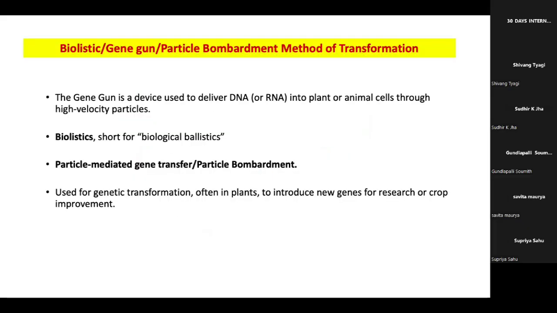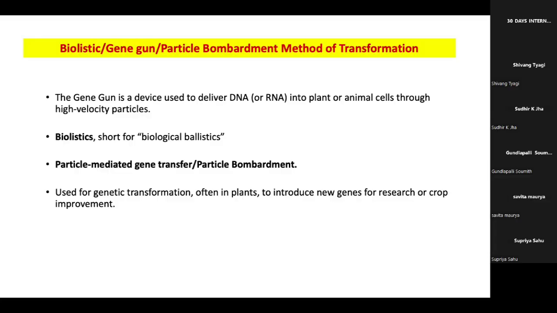Okay, let us talk about the another mode of transformation. What we talked earlier, direct and indirect. So agrobacterium was the indirect mode of transformation, and now we'll be talking about one of the methods of direct transformation, and there we have taken the ballistic method. We are taking agrobacterium and ballistic in detail because these are the two major transformation methods which are generally used in most of the laboratories, and that's why I'm talking about those only.